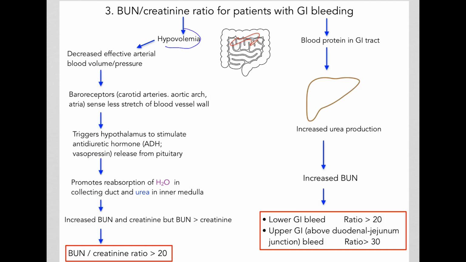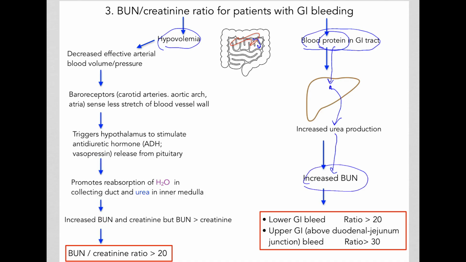Now, besides the hypovolemia, here we have blood coming out into the GI cavity. So there is a lot of protein in blood. Basically, this protein is going to be digested by the GI tract, and the amino acids are going to enter the liver, and there will be increased catabolism of these amino acids, and that is going to produce more and more urea. And this is going to increase the BUN.